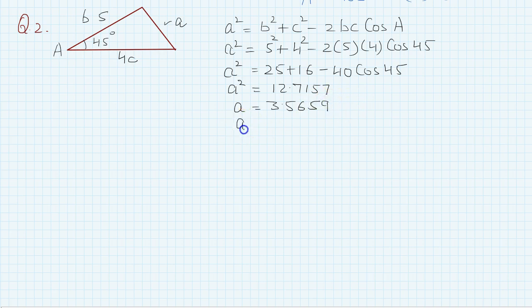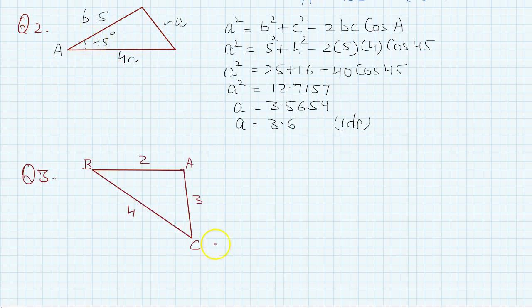So that is equal to, so A can be 3.6, to 1 dp. So that's how you can use the cosine formula to get the value of one side if two sides are given and the angle between them is given.